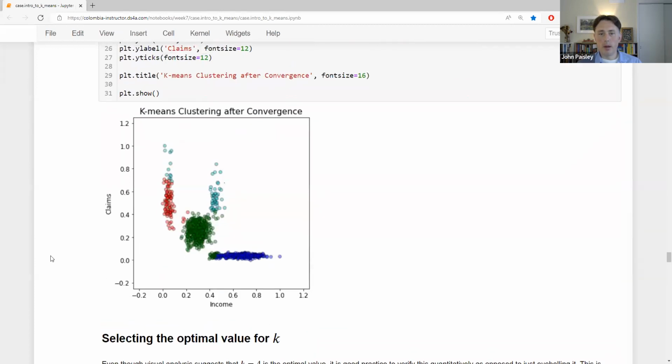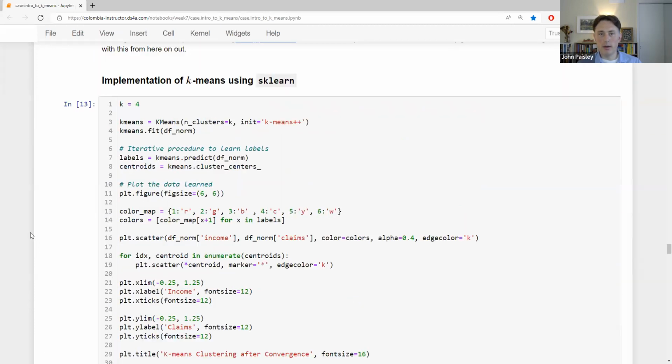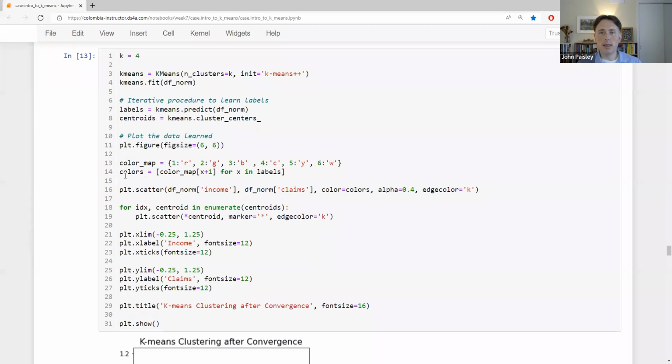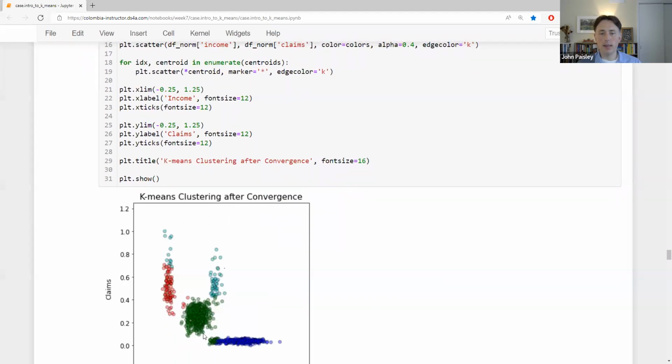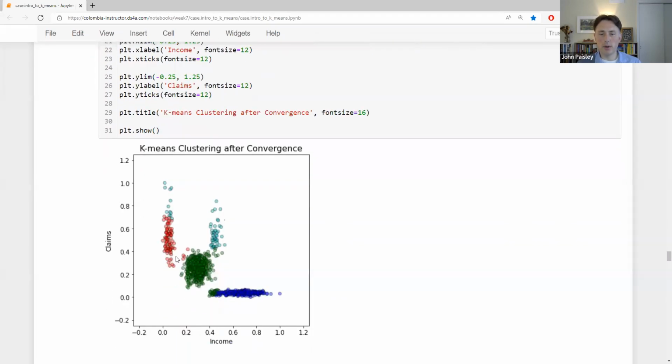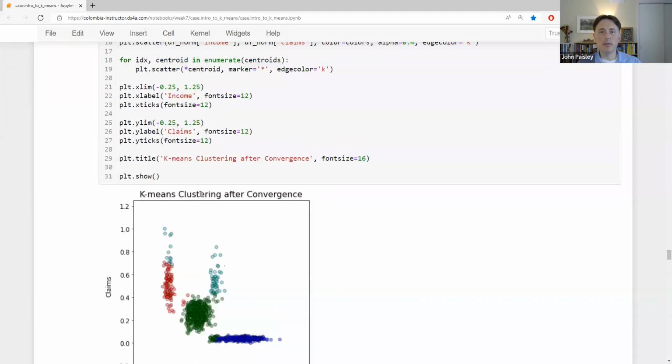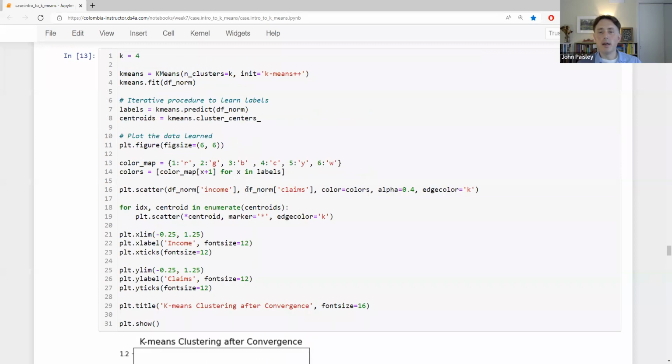Okay, so we run that on this data set, and we get this clustering at the end of the day. This is the clustering that we get. All these green points are grouped together, the blue points are grouped together, and the red points and the light blue points are each grouped together. This is based off of incoming claims. It looks like these have been standardized in some way.